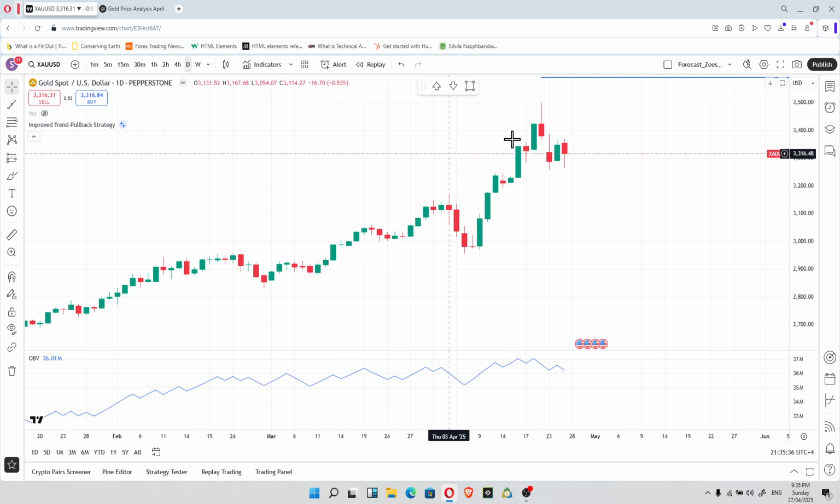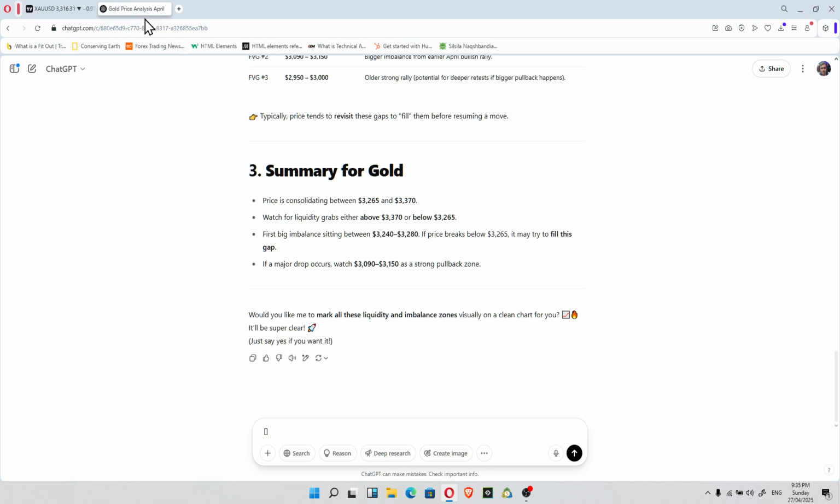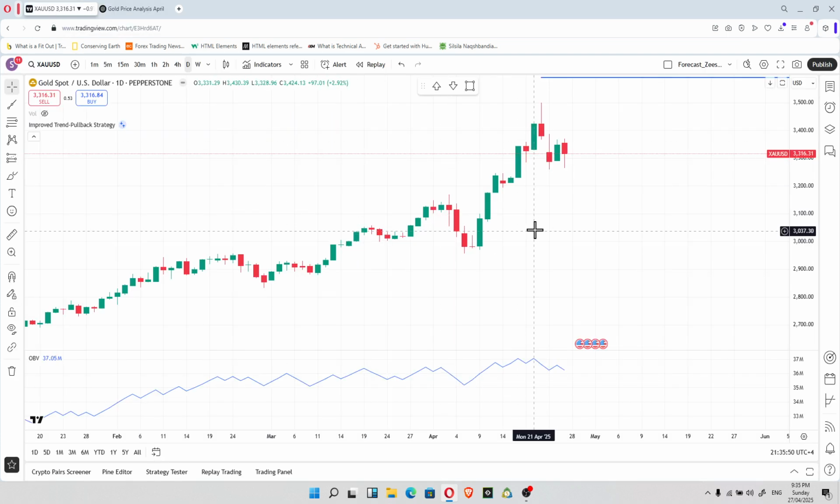This one is talking about the big imbalance zone. The market can burst out from this zone very easily if the buyer is still there. If a major drop occurs, watch 3090, 3150. This is the zone I've been waiting for a long time. The market has to come back to this area, and it will have a great pool of orders here because you will see the break evens here. This is all about the market.